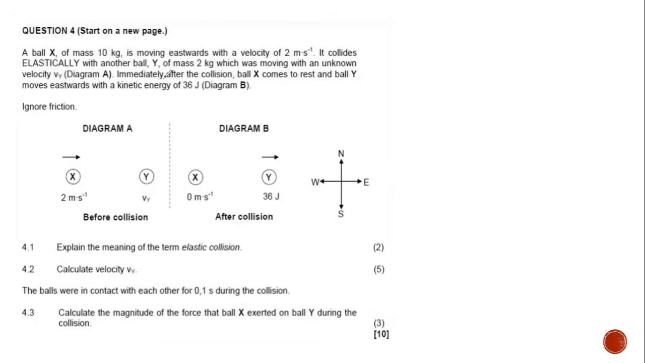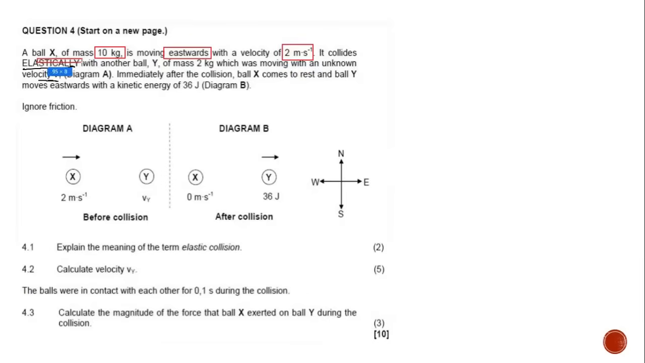Question 4 says a ball X of mass 10 kg is moving eastward with a velocity of 2 meters per second. It collides elastically with another ball Y of mass 2 kg, which was moving with an unknown velocity. So mass of 10 kg, moving eastwards, velocity of 2 meters per second, collides elastically.